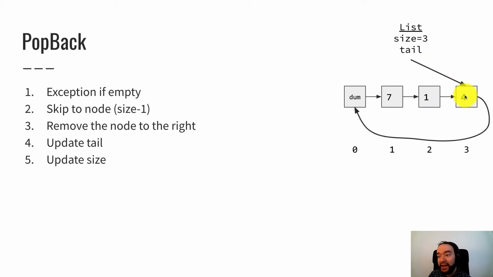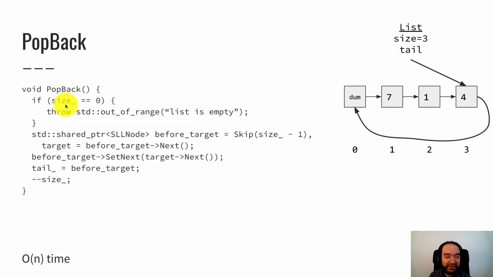We remove the last node, which comes next. We need to update the tail pointer because we're definitely changing the tail. The last node goes away and becomes this second to last element. And update the size minus minus. Don't want to forget that detail. This is going to end up taking linear time, and the bottleneck is the skip step. All of the rest of this takes constant time.